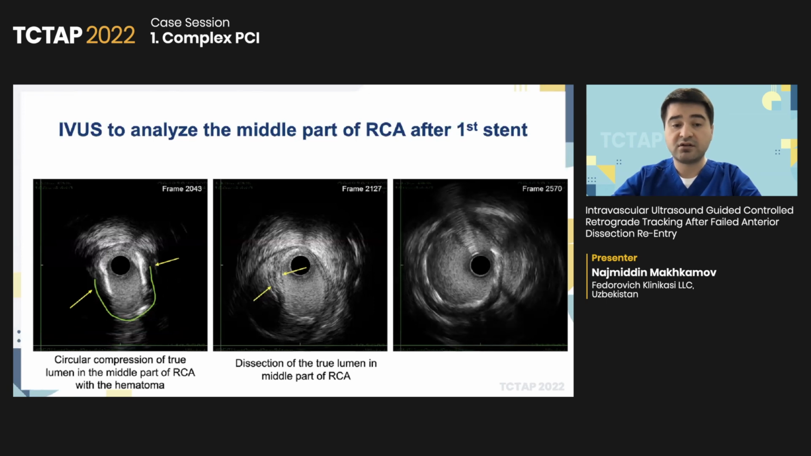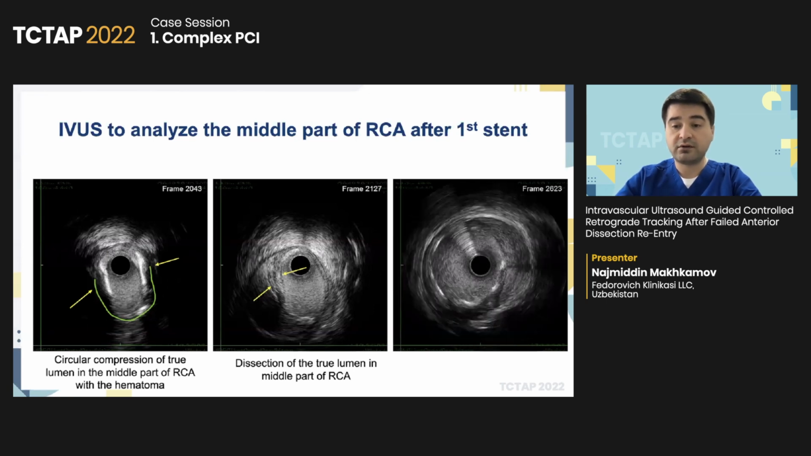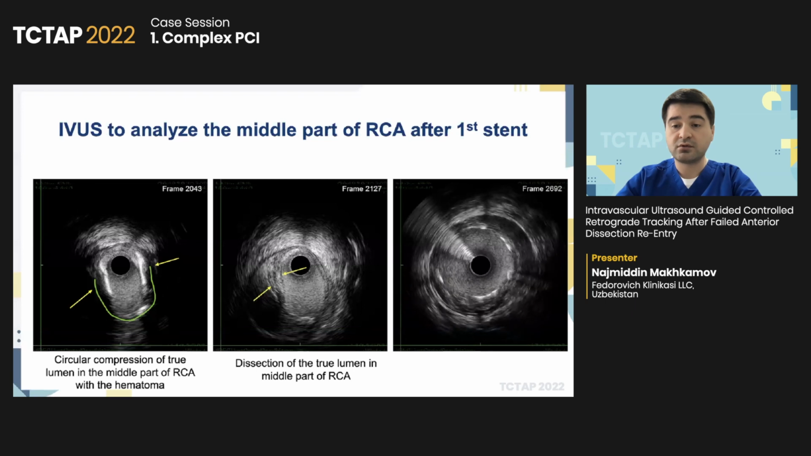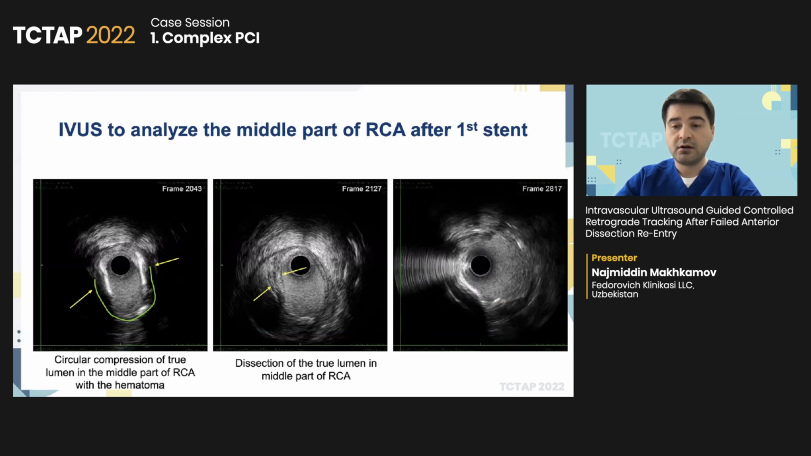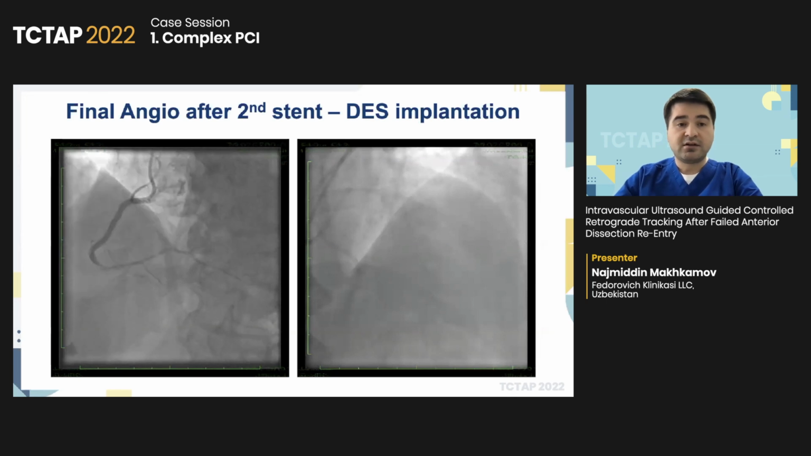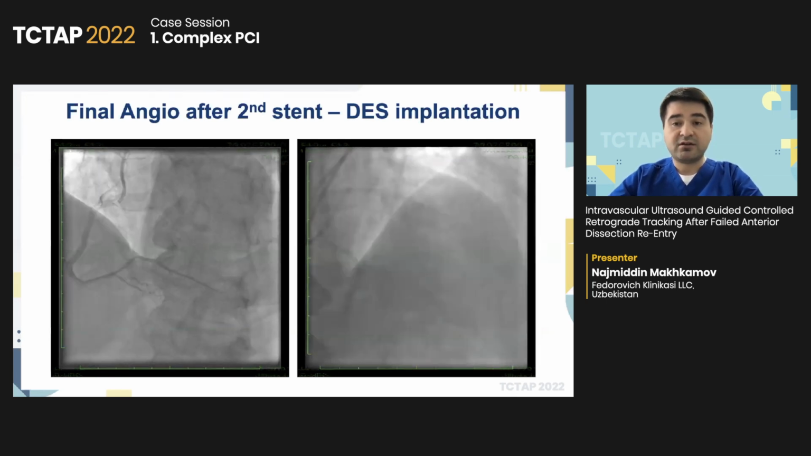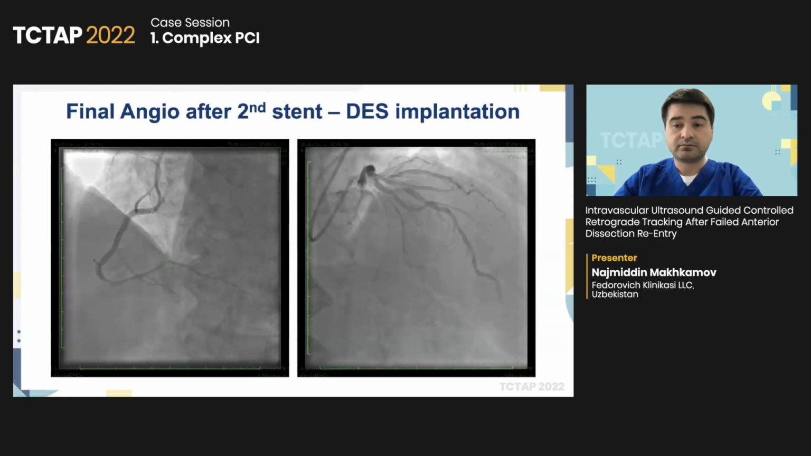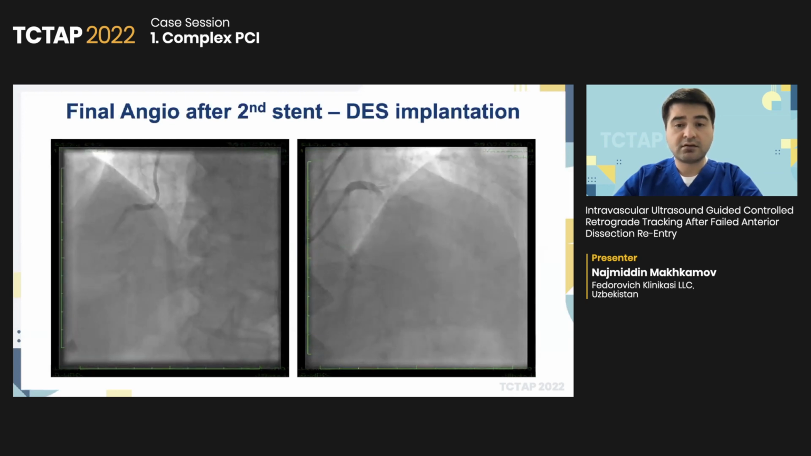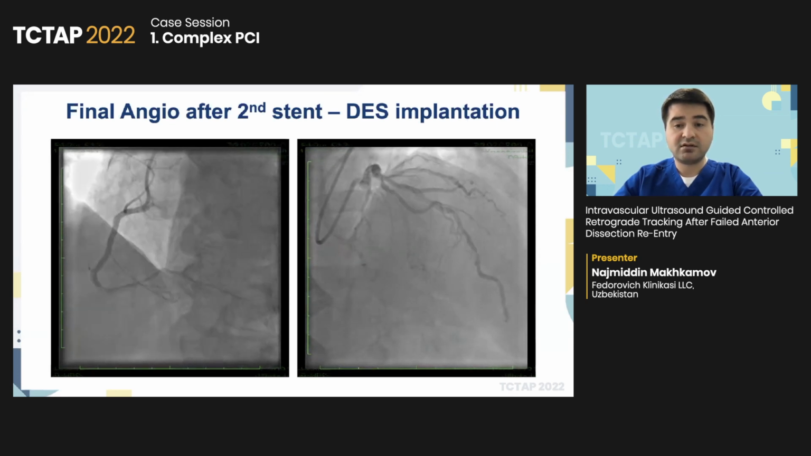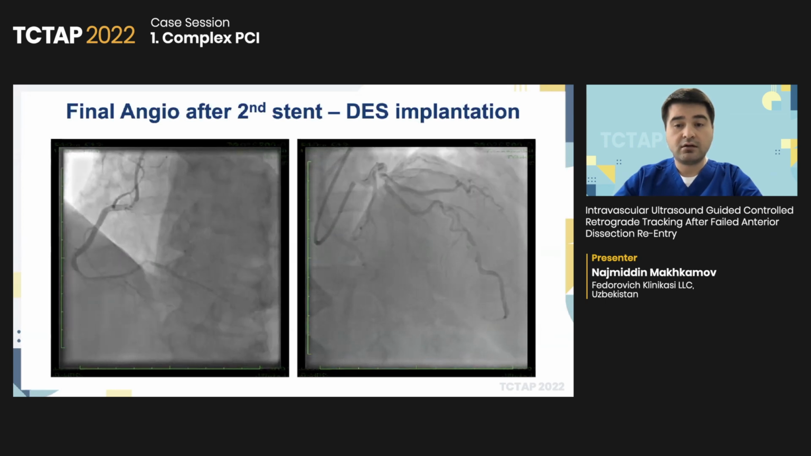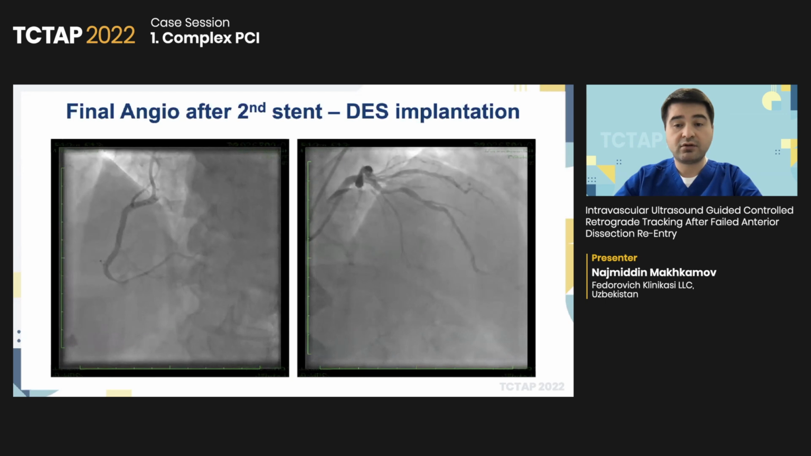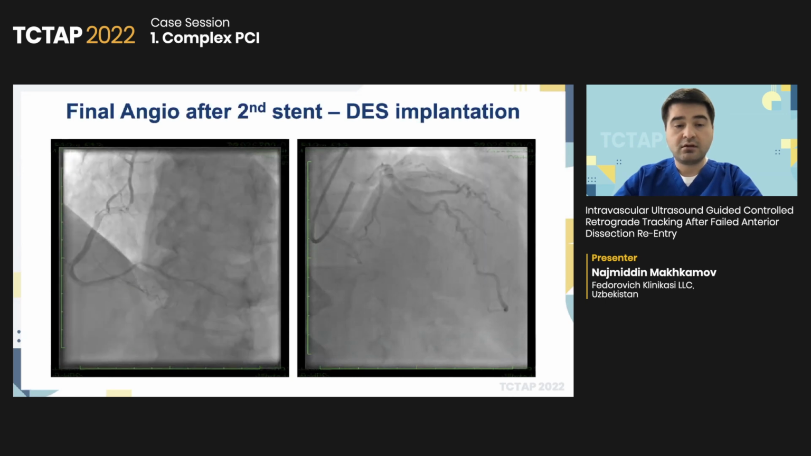There was some dissection and calcified lesion in the middle part of the right coronary, but the first stent was in the well position and fully expanded. So this is the final angio after second stent implantation, and in the second screen you can see there is no complication with the retrograde channels.